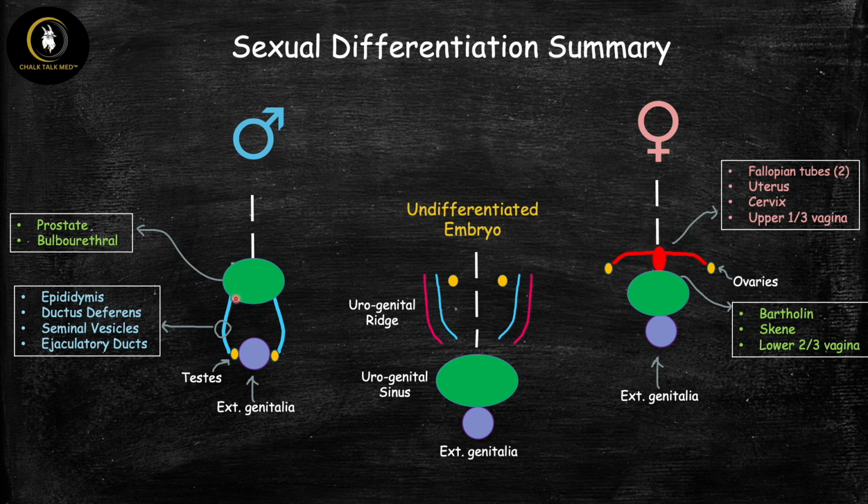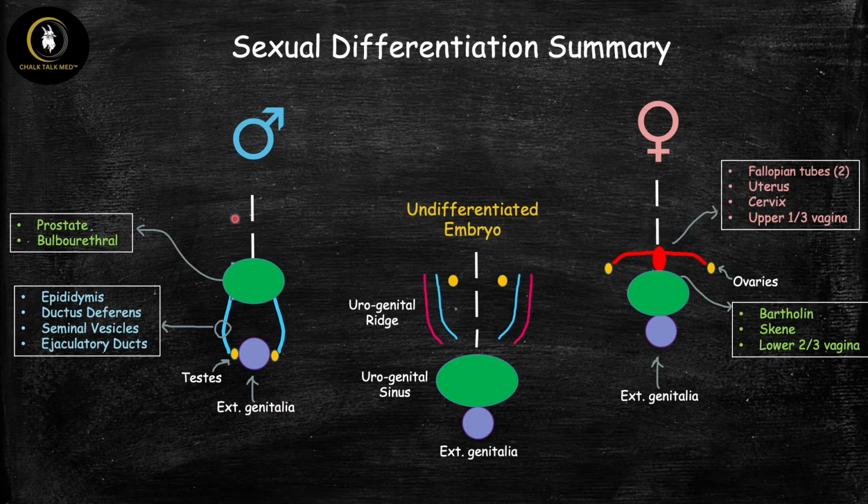So first thing that's going to happen is that our undifferentiated gonad in the gonadal ridge is going to differentiate. So let's pick the male side. So it's going to become the testes. And what happens with the testes is that they actually descend or drop. So the testes have dropped down here. And then what this is going to do, the testes are going to promote the mesonephric or the Wolffian duct to develop and become the male ducts, which are the epididymis, ductus deferens, seminal vesicles, and ejaculatory ducts.